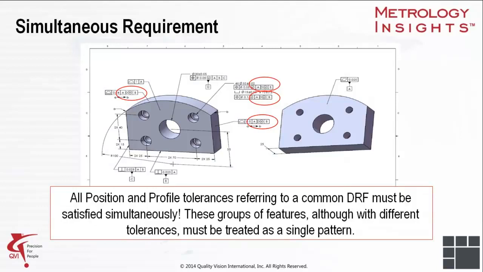First, let us try to answer the question, what is simultaneity? The rule of simultaneous requirements applies to all position and profile tolerances referring to a common datum reference frame. For example, here we see several features whose feature control frames reference the same datums in the same order with the same modifiers. These features are considered as a composite pattern, whose tolerances must be met at the same time.